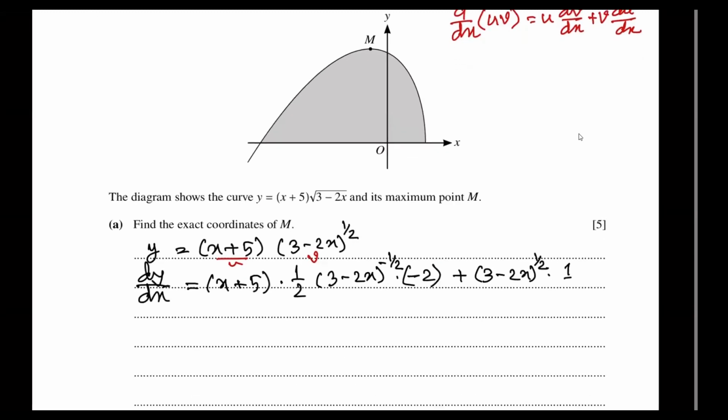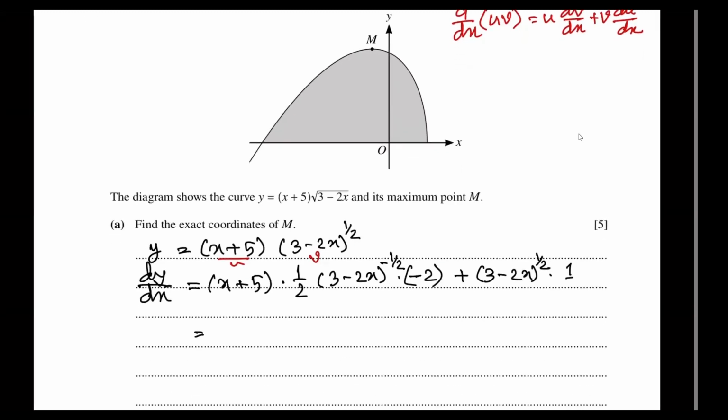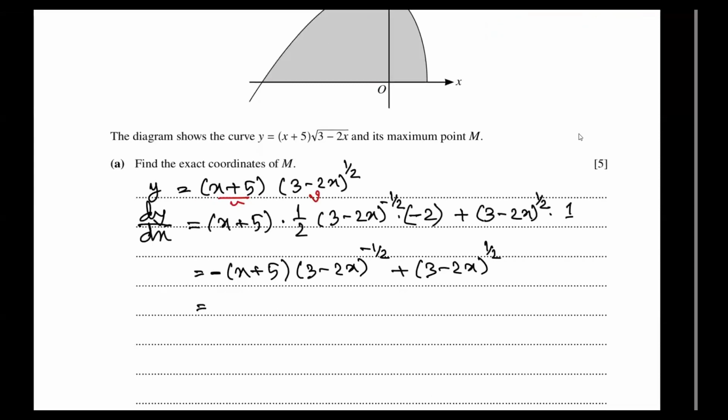Now we have completed the differentiation. Let's simplify it. Minus x plus 5 into, let's put the minus sign first, 3 minus 2x to the power of minus half, plus 3 minus 2x to the power half. Okay, and do the same: 3 minus 2x to the power half, minus x plus 5 divided by 3 minus 2x to the power half.